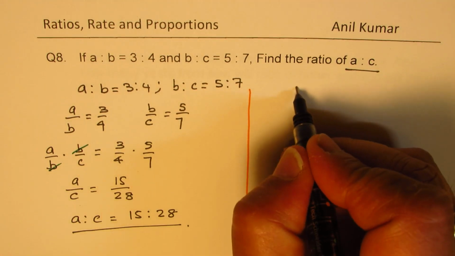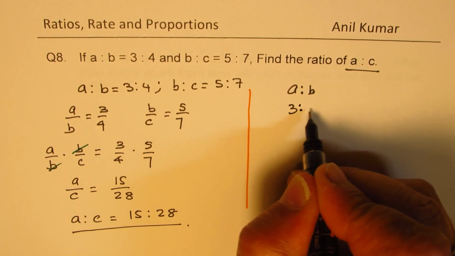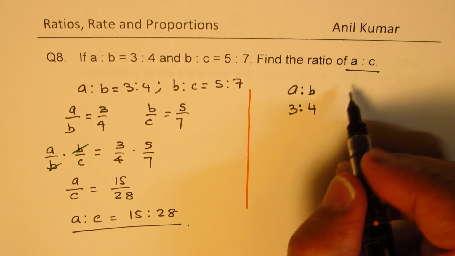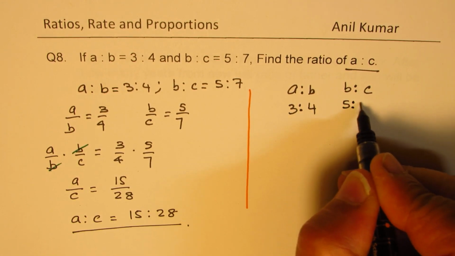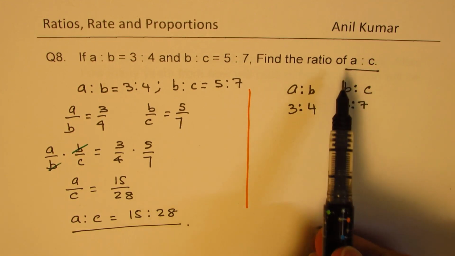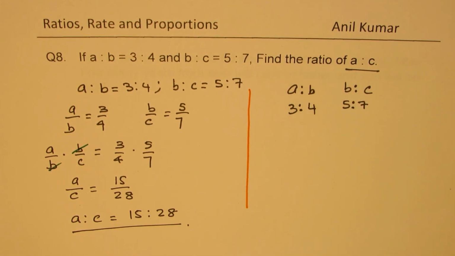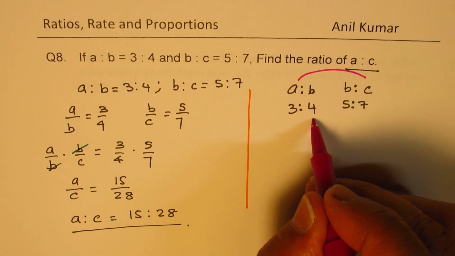So we are saying that we are talking about A is to B, which is 3 is to 4. Now we have B to C, which is 5 is to 7. In many of our questions which are related to mixtures and proportions, we actually use this beautiful method to find A to C. Now to connect A and C, what we are going to do is, we'll match these two.